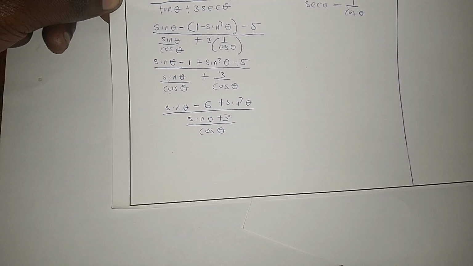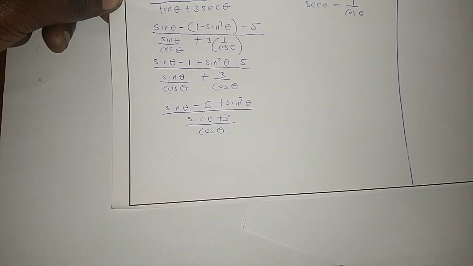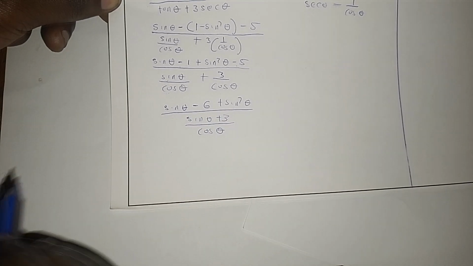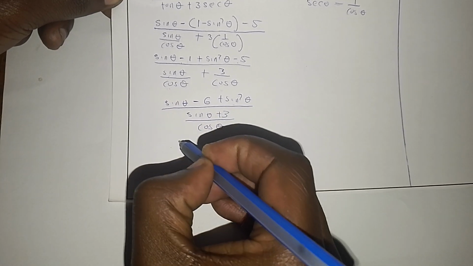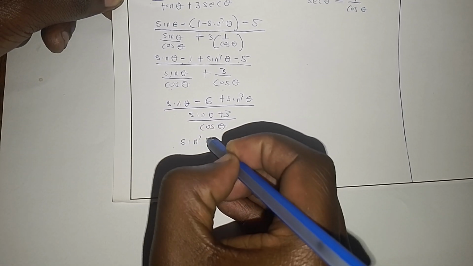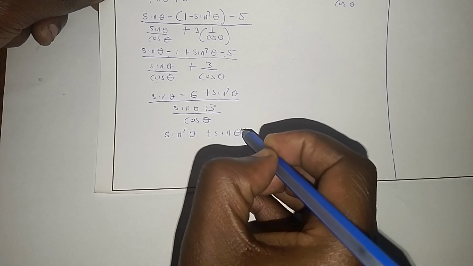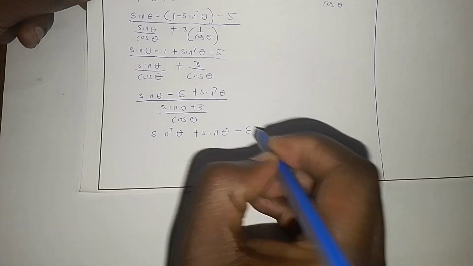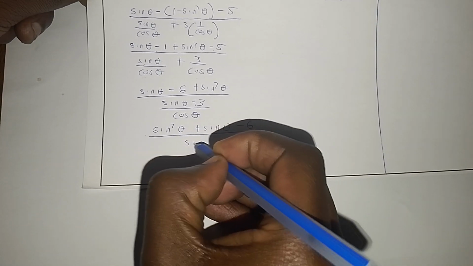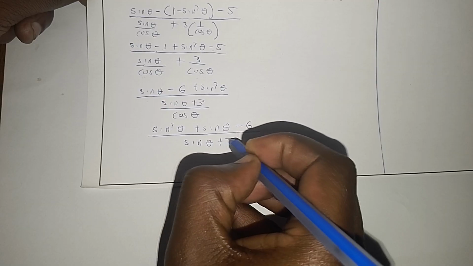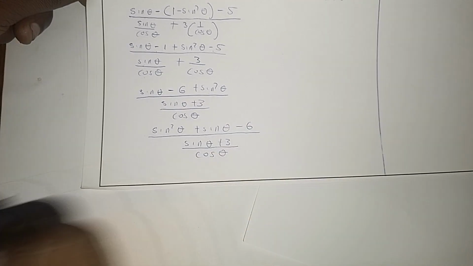From this form, as you can see, the top is leading to a quadratic. So let's put it in quadratic form. We start with sine theta squared, then plus sine theta minus 6. This is the form of a quadratic. Then I have sine theta plus 3 over cos theta.